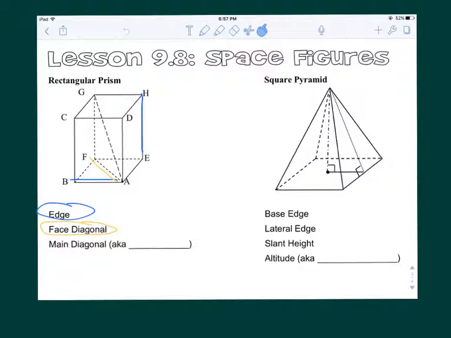Main diagonal is sometimes just called diagonal, and it must go all the way across the figure. So this went from the back left top to the front bottom right.